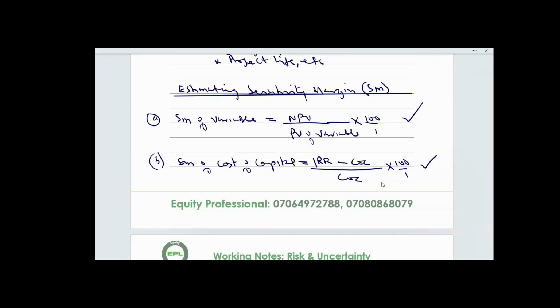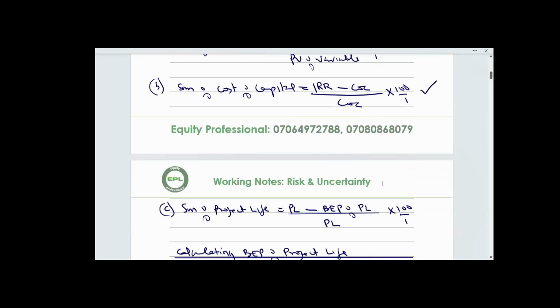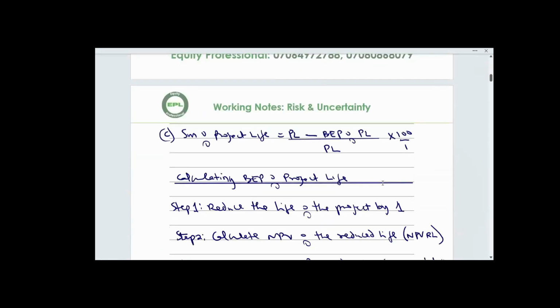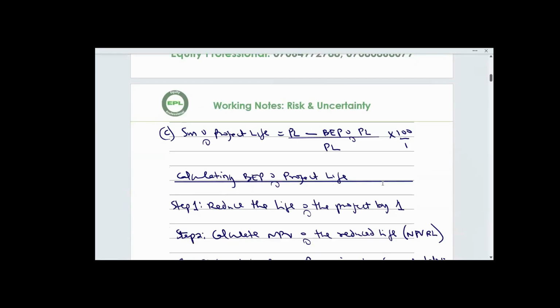And the last one is sensitivity margin of project life or product life, depending on what the examiner uses. It will be project life minus break-even point of project life over project life. So you need to first calculate the break-even point of project life before you can proceed to calculating the sensitivity margin of project life.